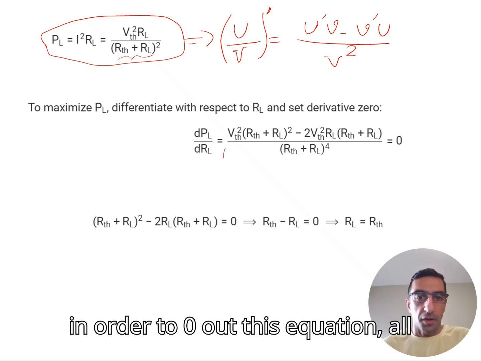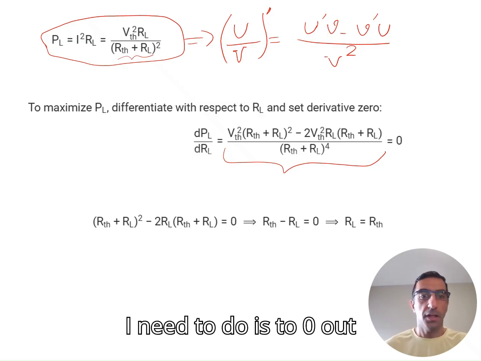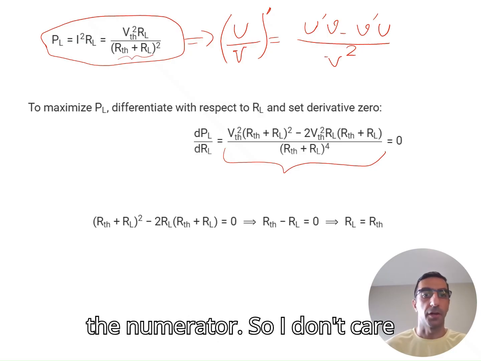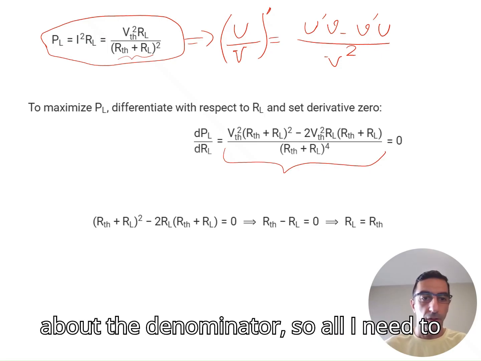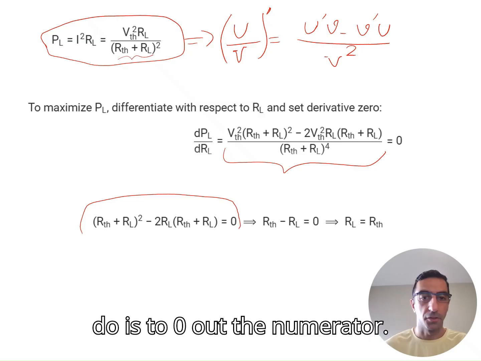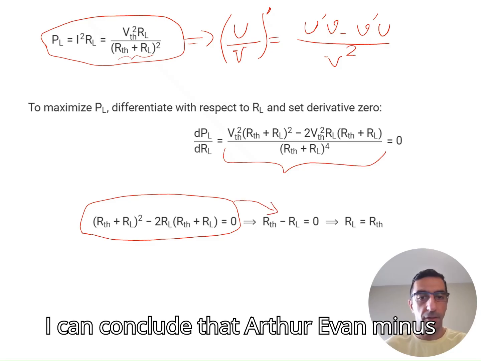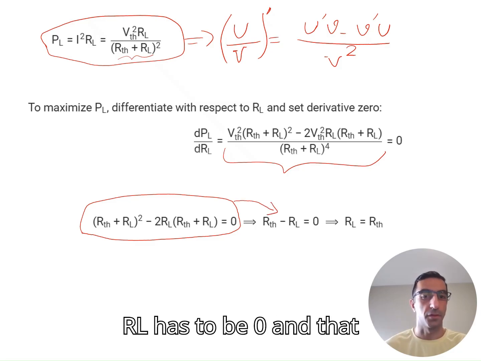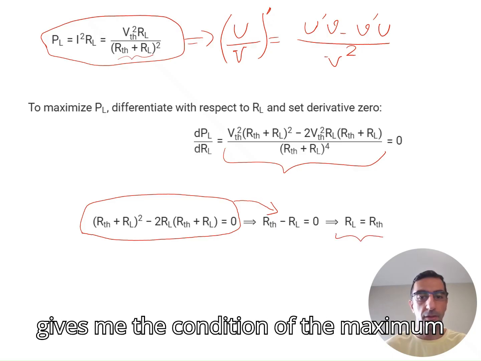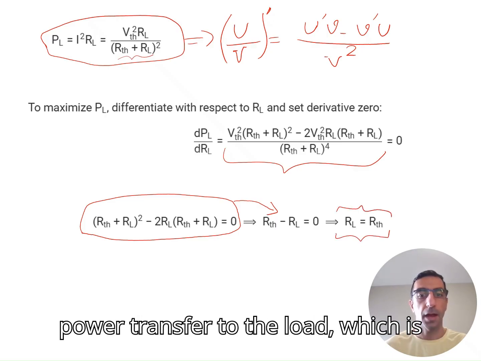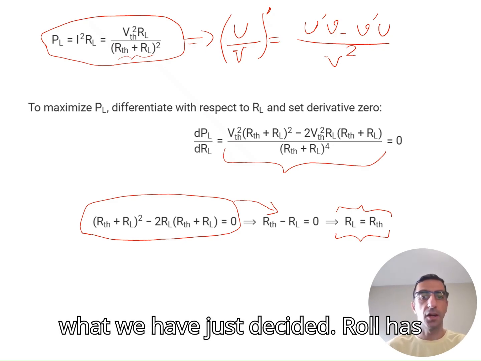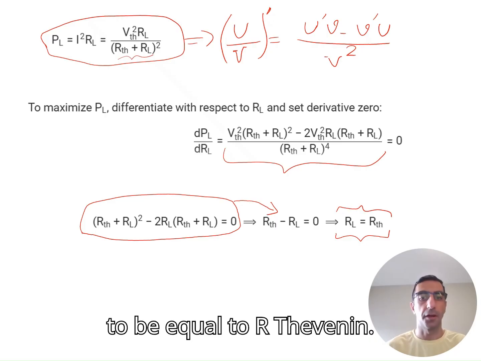In order to zero out this equation, all I need to do is zero out the numerator. I don't care about the denominator. From here, I can conclude that R Thevenin minus RL has to be 0. That gives me the condition of the maximum power transfer to the load, which is what we decided earlier: RL has to be equal to R Thevenin.